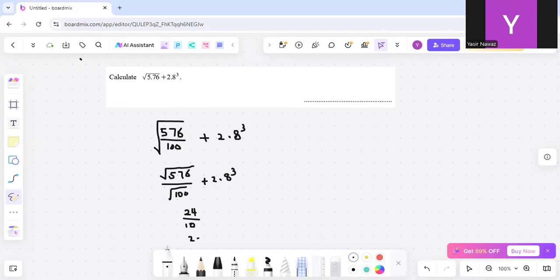So it's 2.4 plus 2.8 cube. So 2.8 cube would be 21.952. And now if you add these two numbers, 21.952 and 2.4, so it's 24.352.